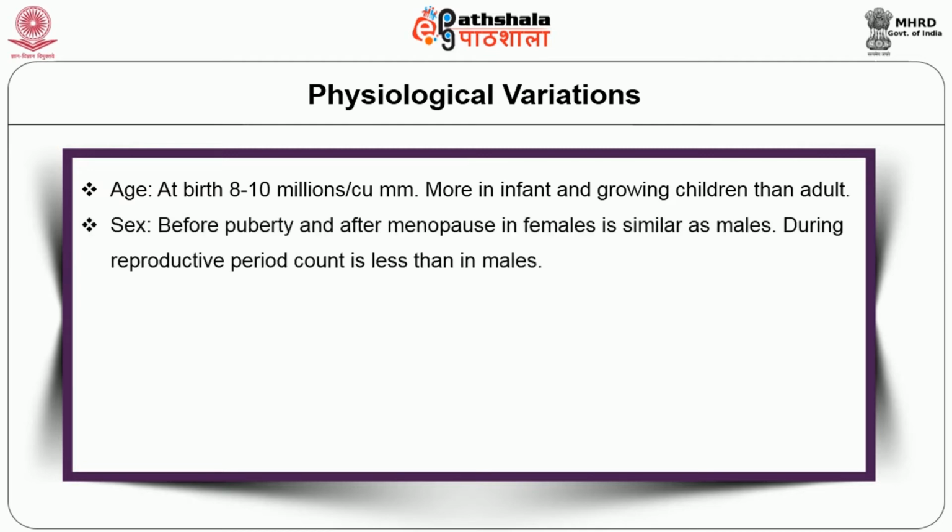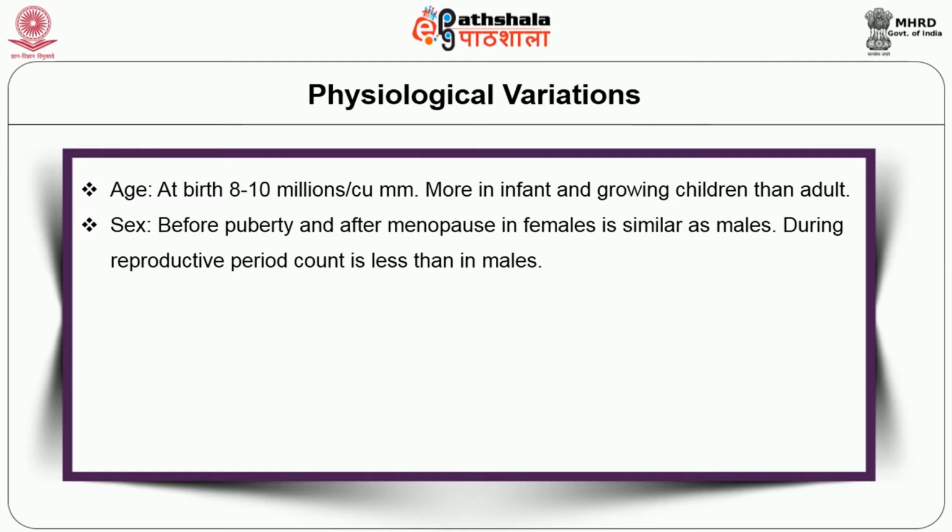Next is sex. Before puberty and after menopause in females, the RBC count is similar to that of males. During the reproductive period of females, the count is less in females than in males. That is, it is 4.5 million per cubic millimeter.